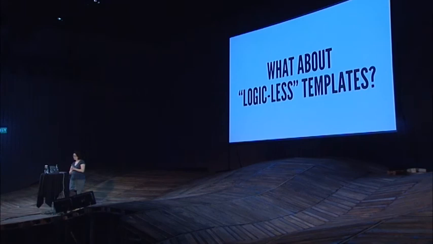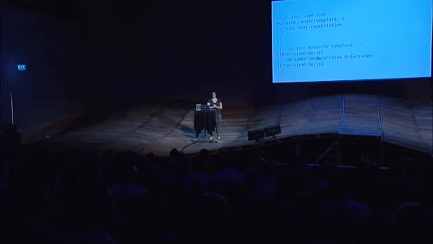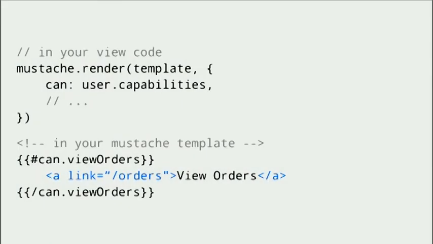So what about logic-less templates? Just a show of hands, who uses Mustache or has used Mustache? Yeah. So this will not be super unfamiliar. In your view code, you could then pass in the user capabilities as a view variable, and then you could use it in this way.